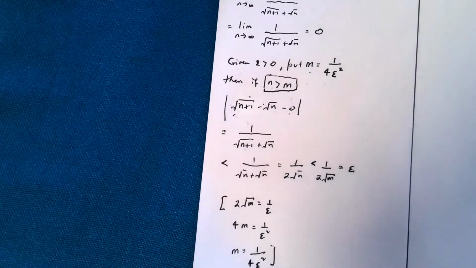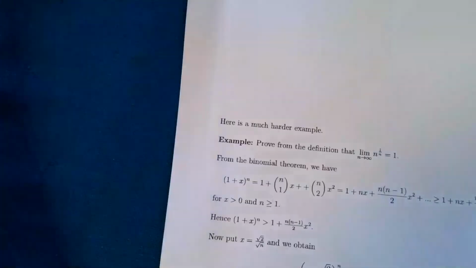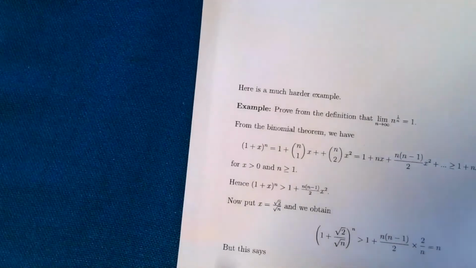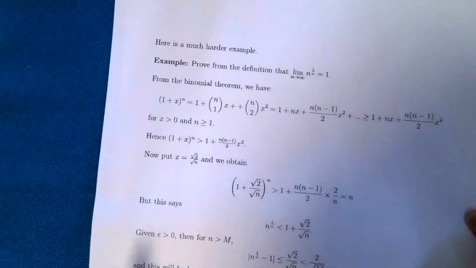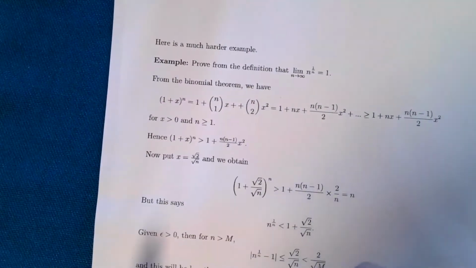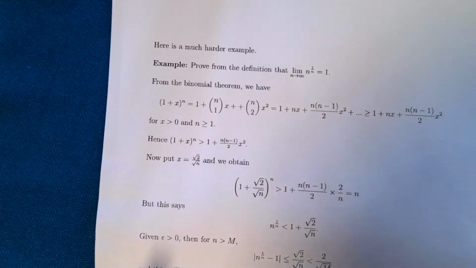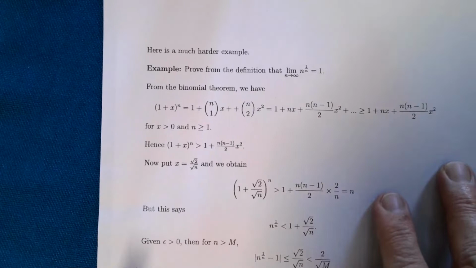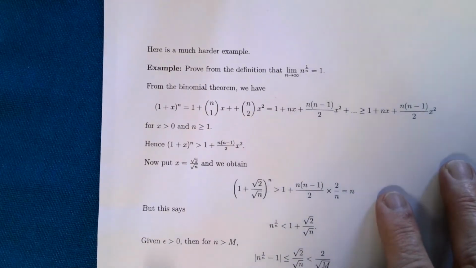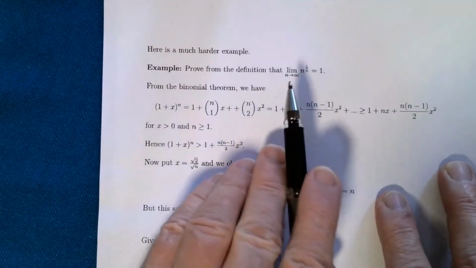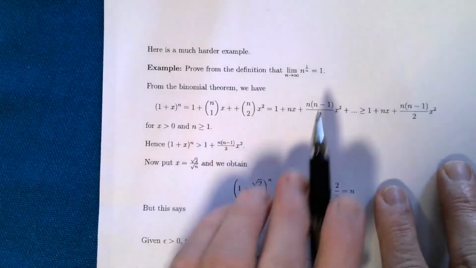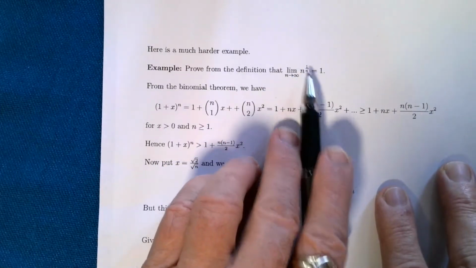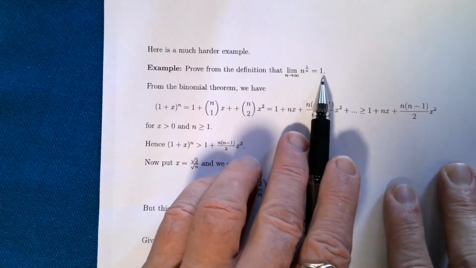Now I wanted to show you one harder example, and this is much harder in fact, and I don't expect you to be able to reproduce this, but you might like to try and follow through all the steps. This is a more difficult limit to prove, and we're going to use the definition. We're going to prove that the limit of n to the 1 on n is 1.